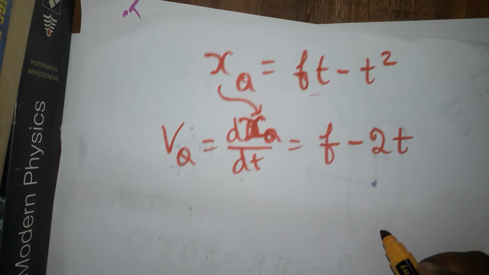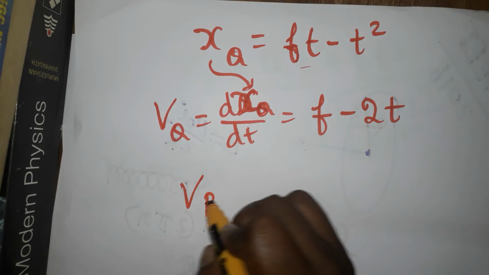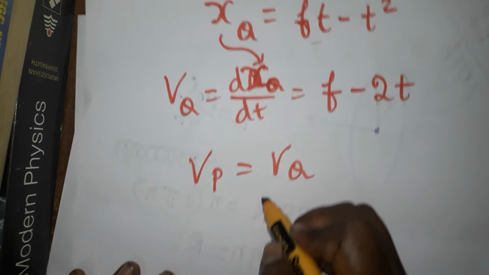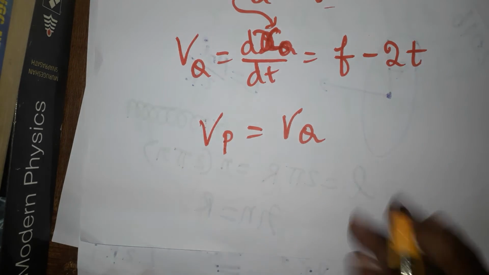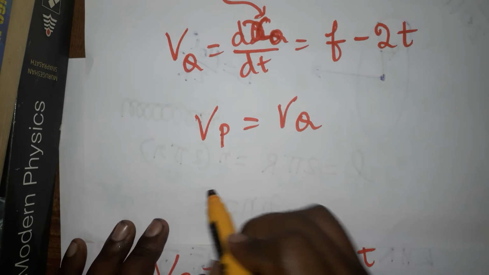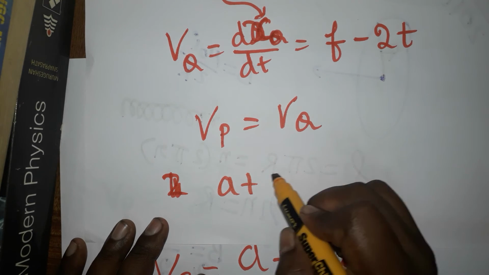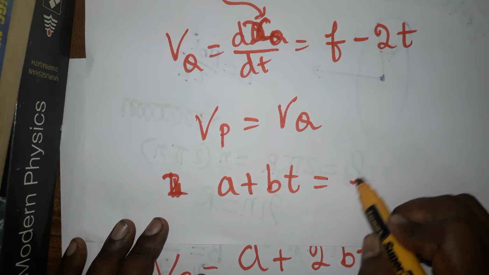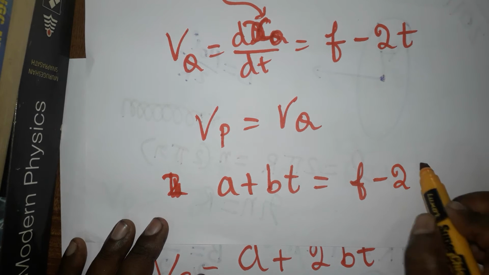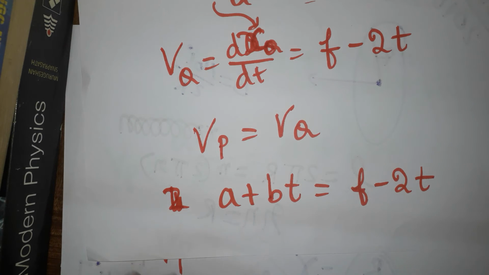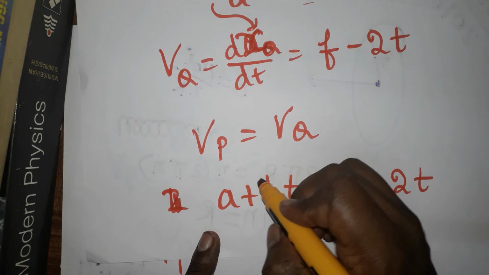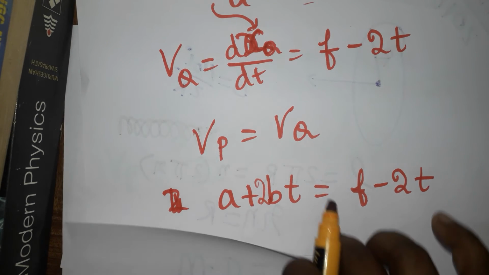The concept given is that both velocities are equal: velocity of P is equal to velocity of Q. For the first car, the answer I got is a plus 2bt, and for the second car, f minus 2t. They asked what is the time. The question is very simple.